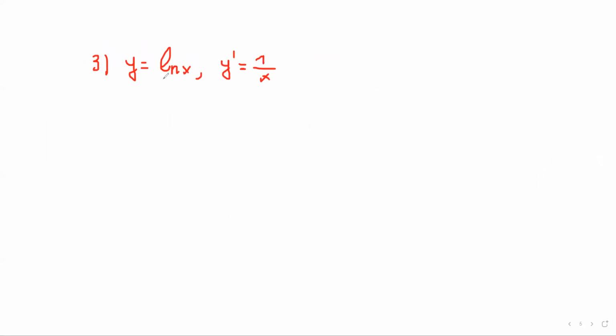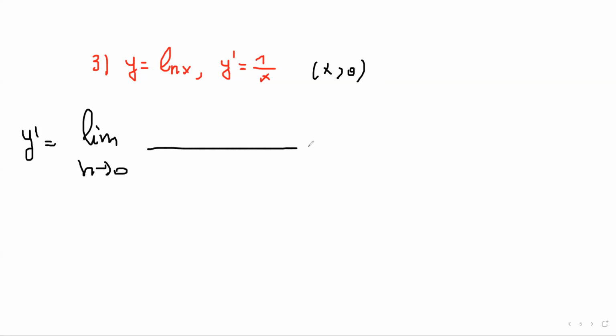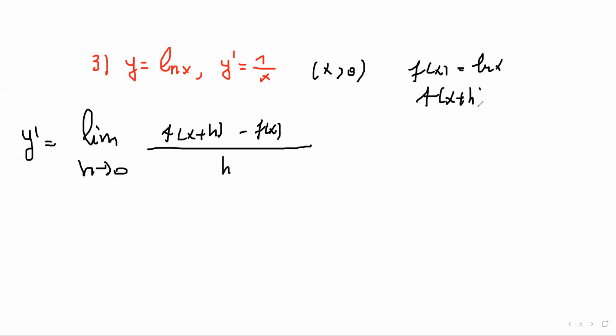Another very famous one is the derivative of ln x, the natural logarithm function, which is 1 over x for positive x. So let's try to find its derivative. So y derivative is equal, again, limit h tends to 0. In our formula we are going to have f(x+h) minus f(x) divided by h. In the given function f(x) equals ln x, f(x+h) equals ln(x+h). So that's what we are going to place here instead of the functions.